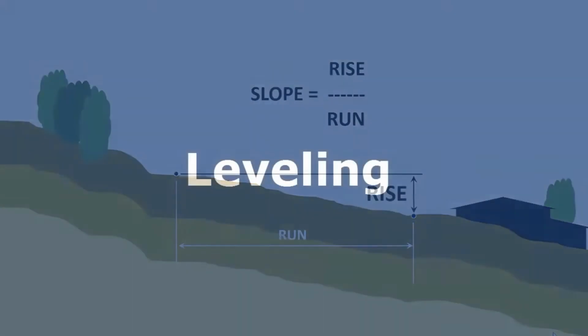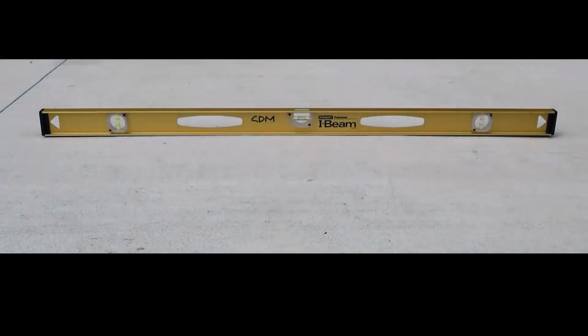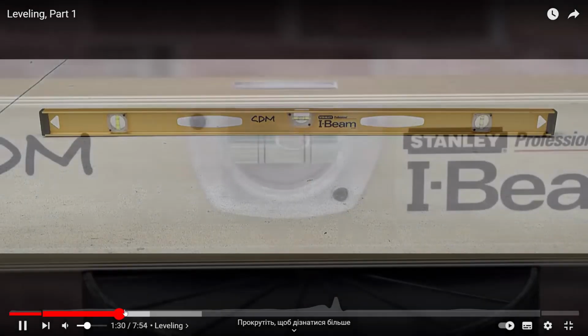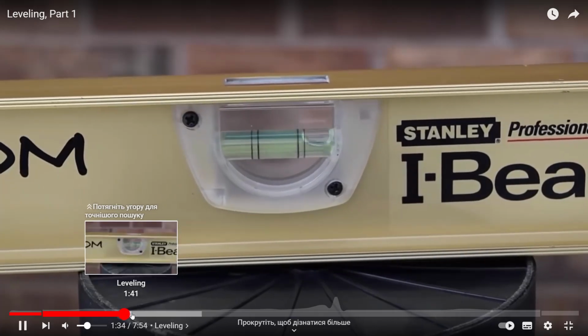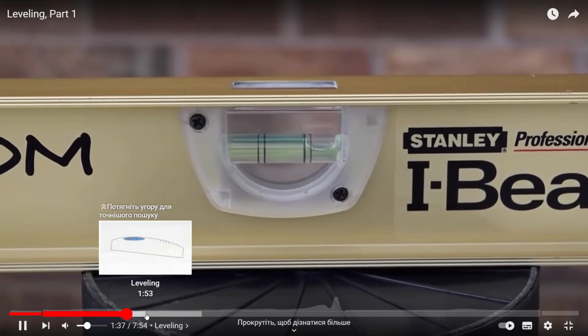Well, that vertical distance is best found by a process we call leveling. To most people, this is a level. More specifically, this is a carpenter level. It has a bubble tube that indicates which end of the level is higher than the other.